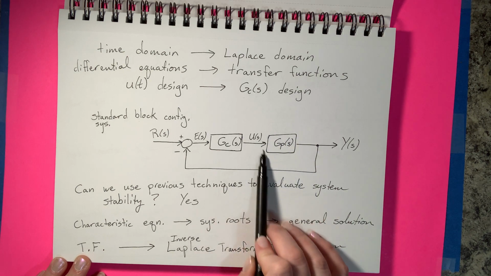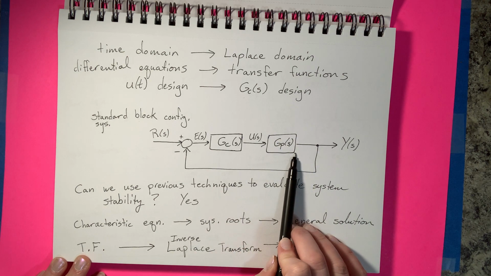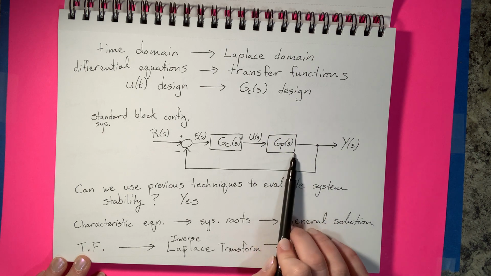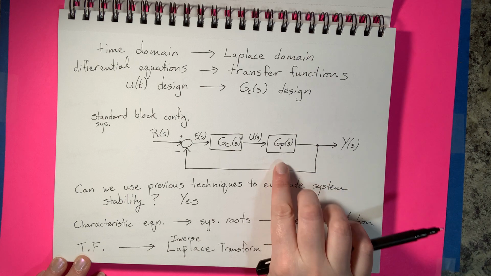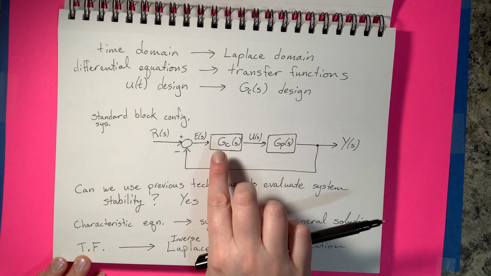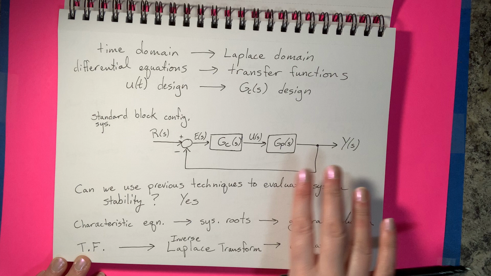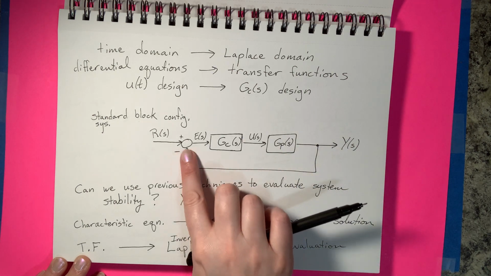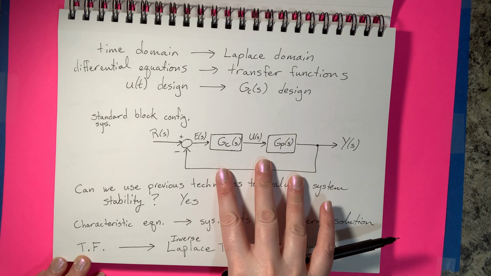Okay. GP of S is our plant. That was previously just a differential equation. Now it's a transfer function. Okay, but it's really the same thing. That's our plant, compensator block, control. So really, the orientation is very, very similar. The terms are different, and the look of each of these guys is going to be a little different.